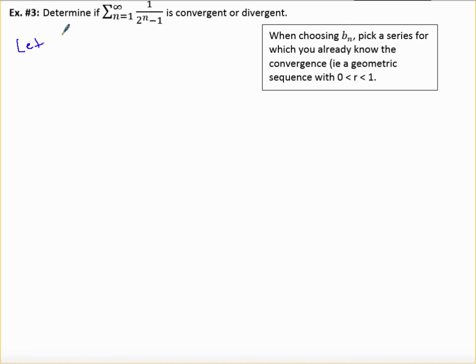Let's let b sub n be 1 divided by 2 to the n. Do you see how I'm still using the function to help guide me into a good choice? I think that's a good idea. So let's let b sub n equal 1 divided by 2 to the nth power, which we also know is equal to 1/2 to the nth power, right, from our exponent rules, which converges.